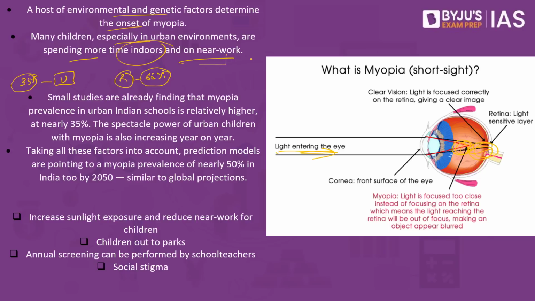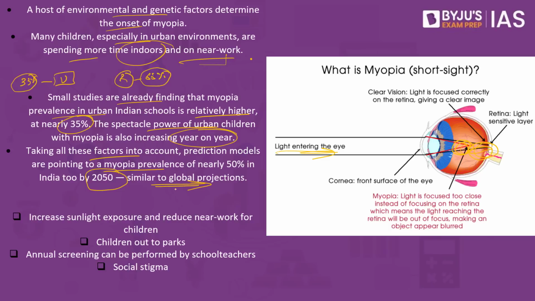As urbanization increases, so does the burden of myopia. So myopia can be twice as high among young children when compared to rural ones. If we look into the statistics with respect to India, small studies are already finding that myopia prevalence in urban Indian schools is relatively higher at 35%. The spectacle power of urban children with myopia is also increasing year on year. Taking all these factors into account, prediction models are pointing to a myopia prevalence of nearly 50% in India by the year 2050, similar to the global projections.